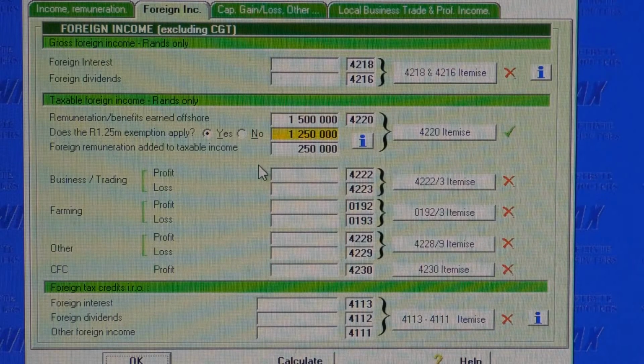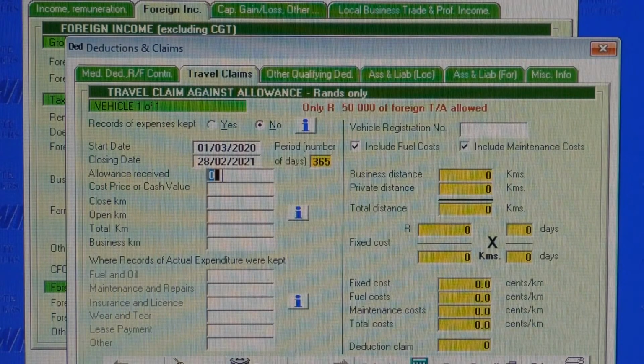foreign allowance travel. If I bring over the travel claim calculator, you can see at the top of the screen up here it says only 50,000 Rand of foreign travel allowance allowed, so we can only enter 50,000 Rand here for allowance received.